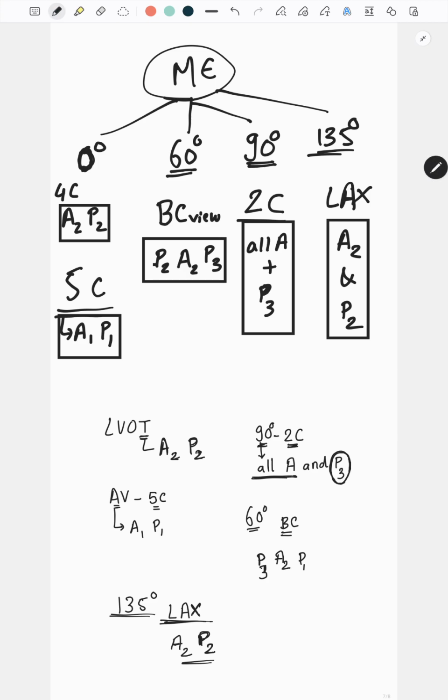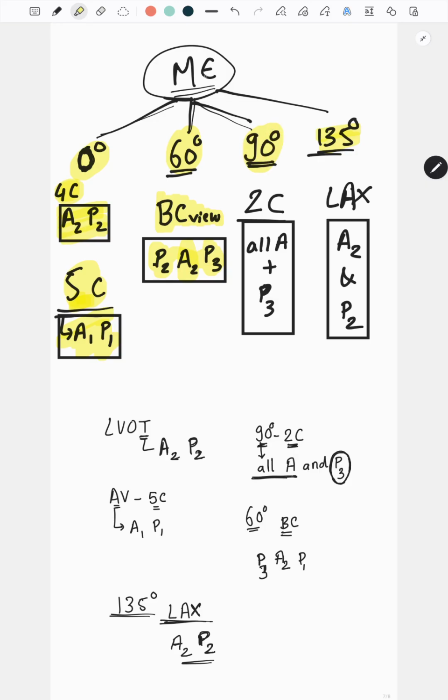To memorize or simplify, at the mid-esophageal level we have 0 degrees, 60 degrees, 90 degrees and 135 degrees. At 0 degrees, we have the 4-chamber and 5-chamber views. In the 4-chamber we can appreciate the A2 P2 segments, while in the 5-chamber we can appreciate the A1 P1 segments of the mitral valve. At 60 degrees, the bicommissural view, we can appreciate the A2 segment of the anterior mitral leaflet sandwiched between the P3 and P1 segments of the posterior mitral leaflet.